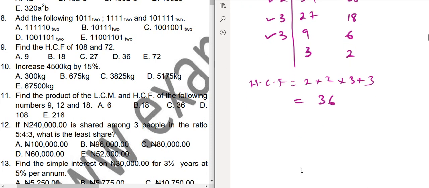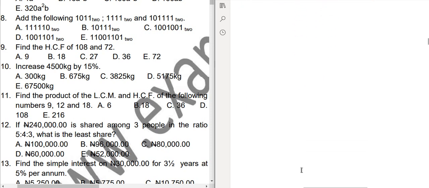36, option C. Okay. Next question. Increase 4,500 kg by 50%. Okay.